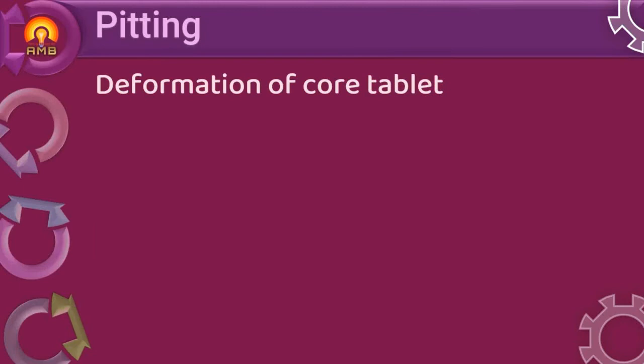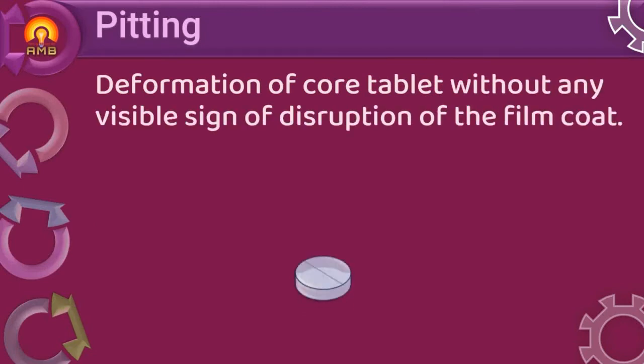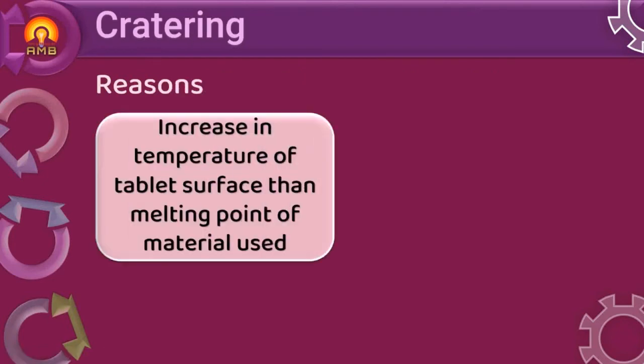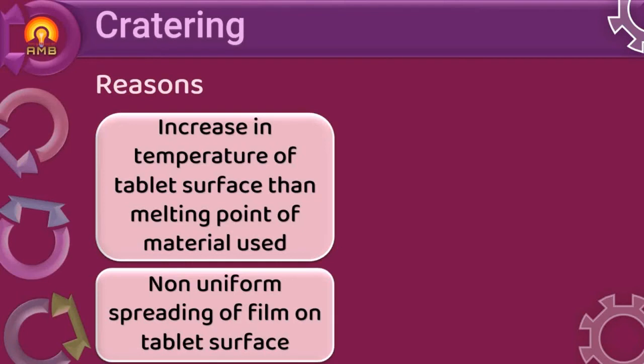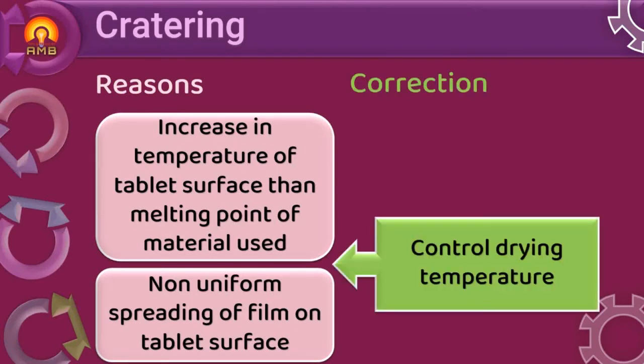Another defect is pitting. In pitting, deformation of the core tablet takes place without any visible sign of disruption of the film coat. So there is no sign of disruption on the film coat, but the core of the tablet is deformed. It occurs due to increase in temperature of tablet core above the melting point of the materials used in its preparation or non-uniform spreading of the film on tablet surface. It can be corrected by controlling drying temperature.